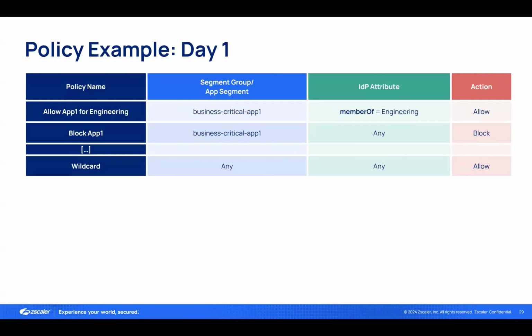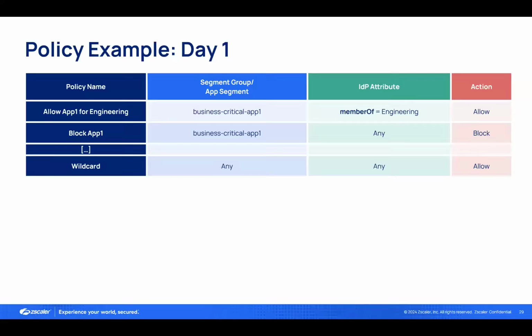Here we have an example policy for day 1 of a ZPA deployment. In this case, we can see that the policy is configured as very straightforward. First, at the very bottom of the list, we have a global allow all policy that's configured as a wildcard segment. This will perform application discovery and allow us to create application segments from our discovered applications later on.